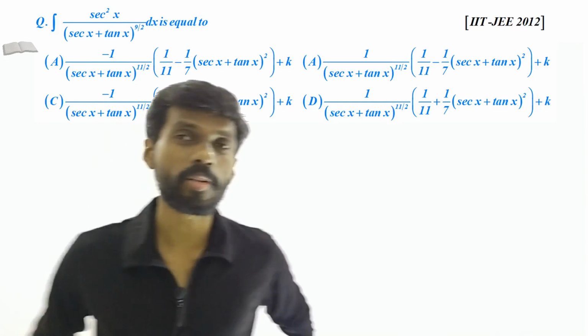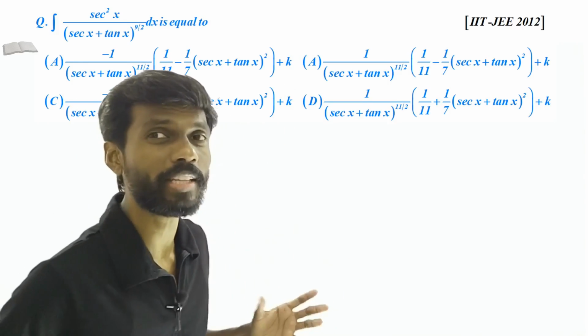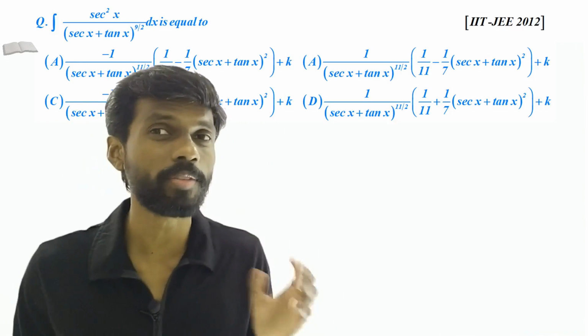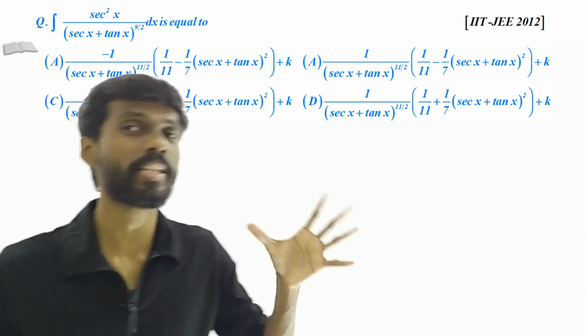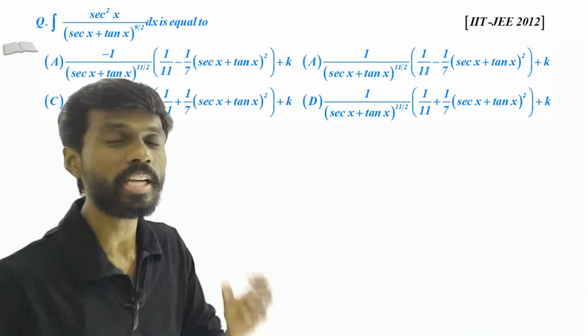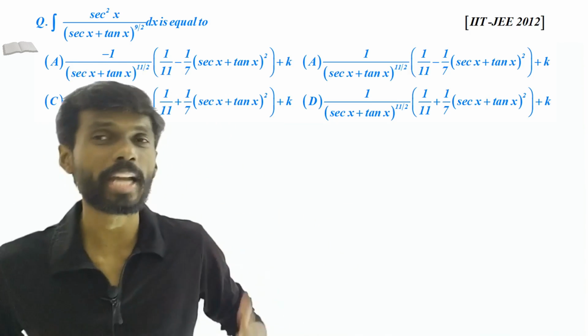So here in the numerator we have secant square x dx. It is tempting to take the value of tan x to be t, so that its derivative dt will be equal to secant square x dx. But the problem is we also have a secant x in the denominator, right? If you take tan x as t, we have to write secant x in terms of tan x, so that will be a little complicated.